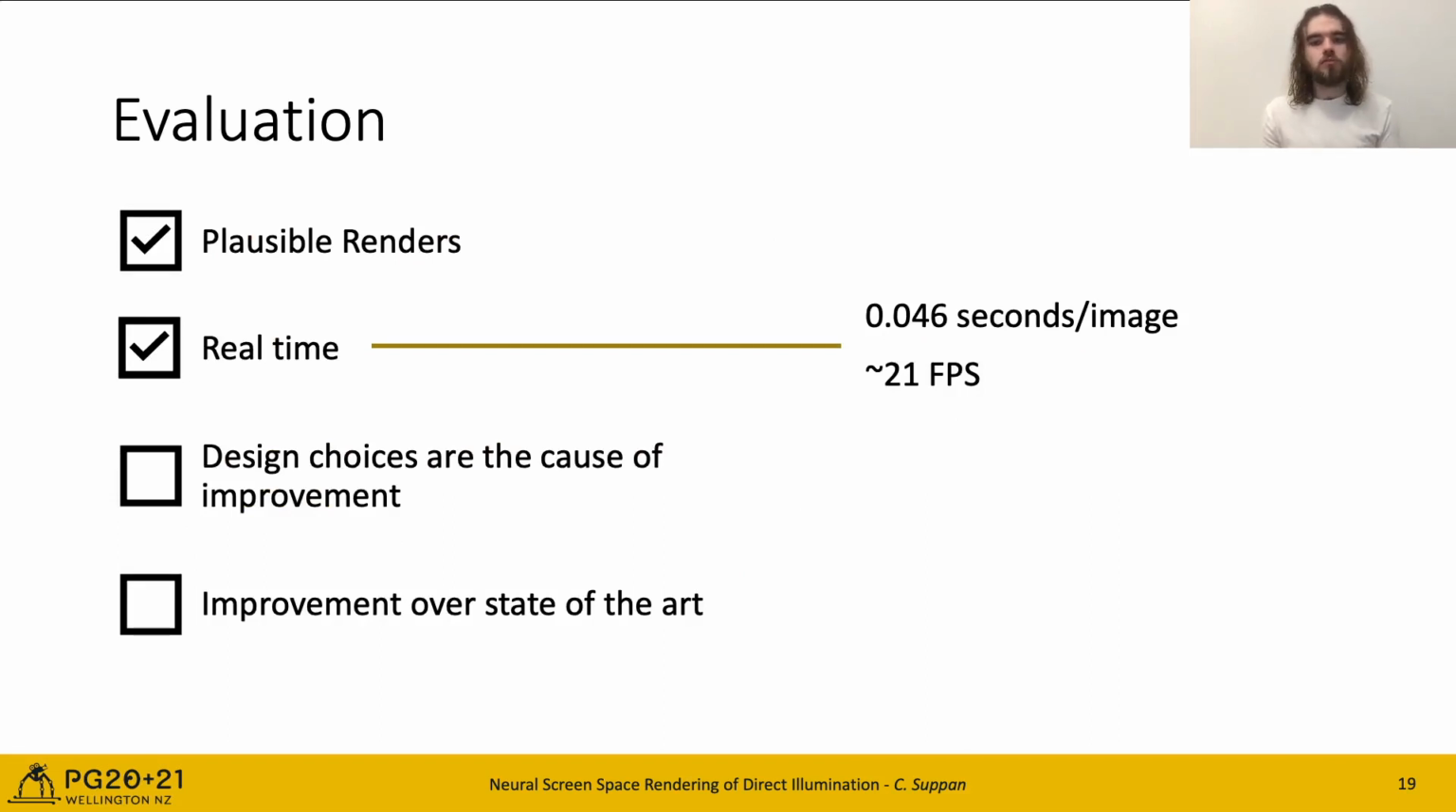Our unoptimized research code runs at just over 21 frames per second, which is fast enough for interactive applications. We achieve plausible renders at interactive rates because of the design choices I have highlighted.